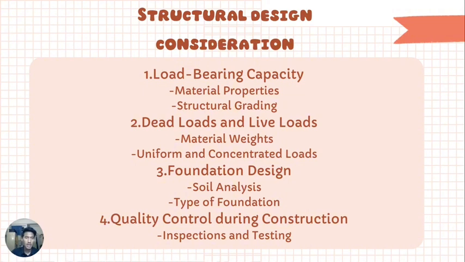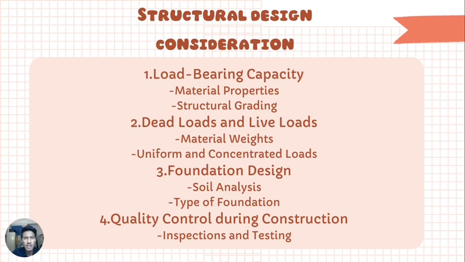Second element there is dead load and live load. We must consider the material weight, and uniform and concentrated load. For material weight, we must account for the dead load for the structural component, including the weight of the brick, mortar, and any additional material. We can consider live load such as, regularly, furniture and so on. Second element is uniform and concentrated load. We must analyze both uniform and concentrated load to determine their impact on different sections of the brick masonry.